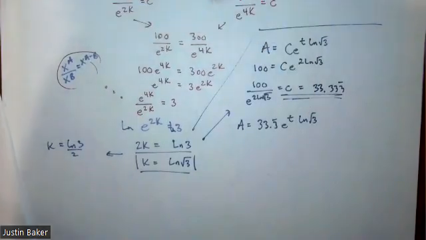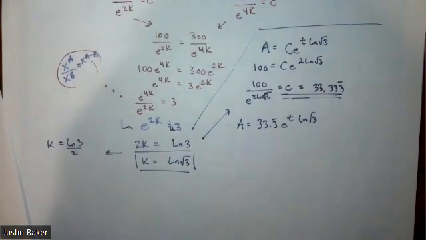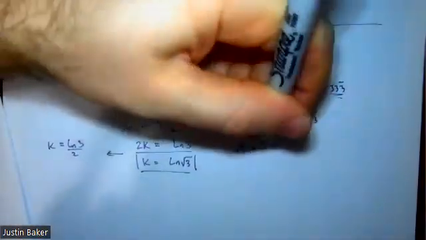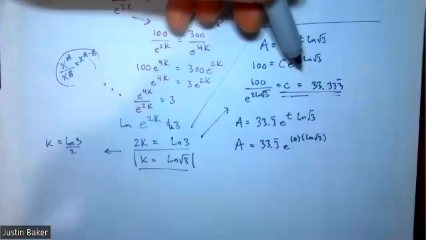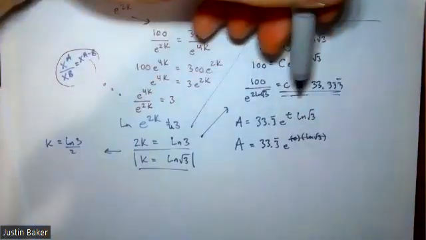So now for the last piece, what are we trying to figure out? In this particular question, we're trying to figure out what was the amount of flies at t equals 0. So to figure this out, we need to plug in 0 for t. So A is equal to 33.3 repeating e to the 0 times that. Well, 0 times anything is going to be 0.